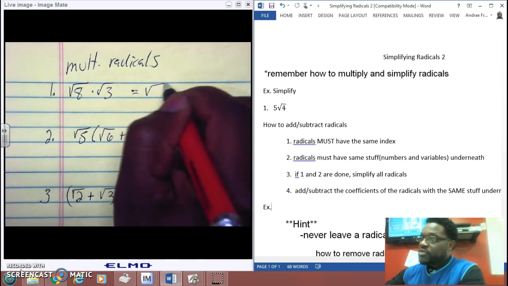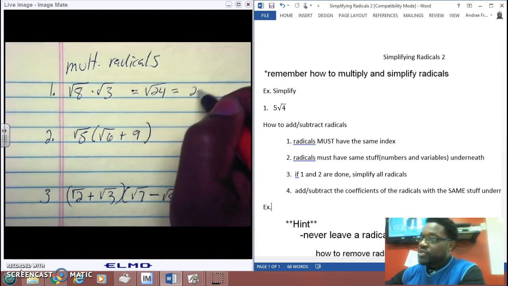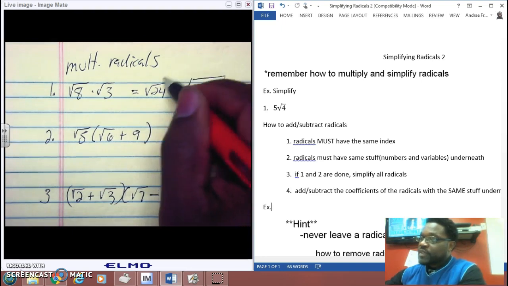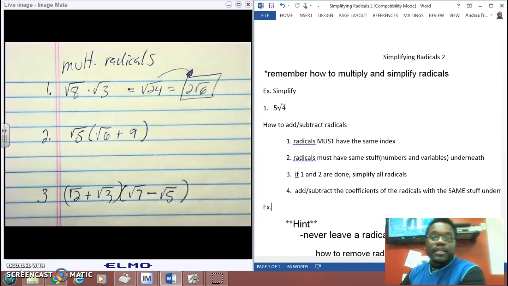That becomes the square root of 24. The square root of 24 reduces down to 2 radical 6. Again, check that out if you don't know what happened there. But I can multiply those two.